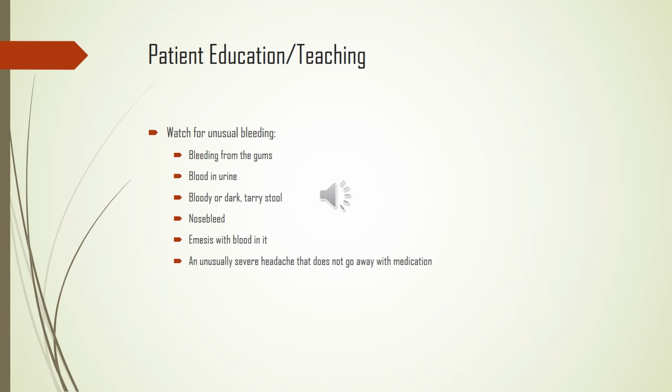Okay, patient education and teaching. You're going to teach your patient to watch for unusual bleeding, like bleeding from the gums, blood in the urine, black or dark tarry stools, nosebleed, emesis with blood in it, and sometimes an unusually severe headache that does not go away with medication. That could be a brain bleed. So these are some of the things that you're going to tell them.